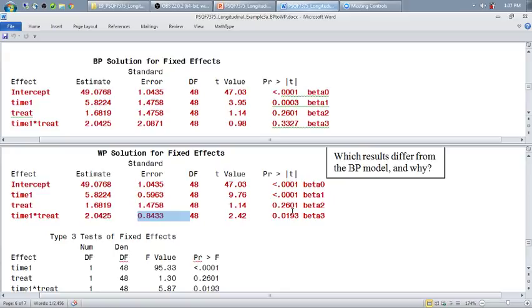So in this case, fitting the correct model actually gave us more favorable results because it gave us a fairer test for the within-person effects. It used only the within-person residual variability in assessing those.